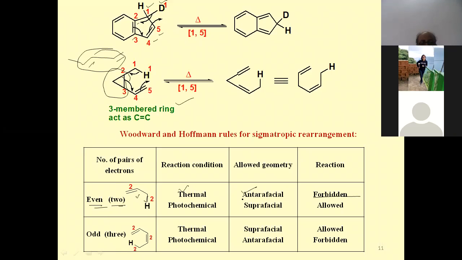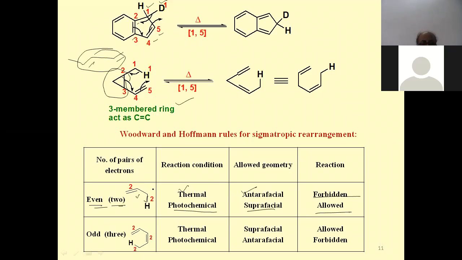Antarafacial possibility is less because of this. That is geometrically forbidden. The geometrical transition between 1 and 3 is very difficult because the gap is very small. And photochemically, what we find is going to be suprafacial, and so it is allowed. So that is why 1,3, a system like this, is an even system.